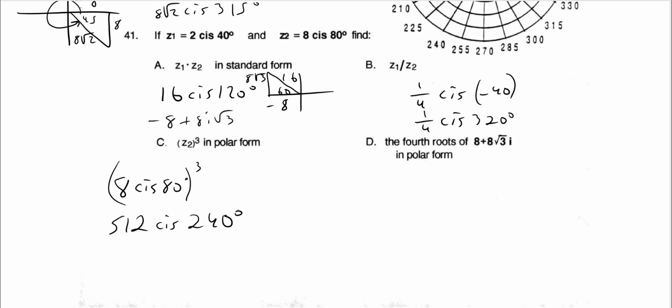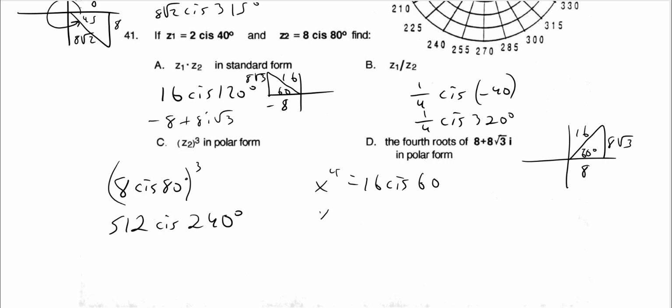The fourth roots of that means you're going to find 4 answers, and put it in polar form. So first thing you do is you're going to draw a triangle. So it's 8, and then 8 root 3, and so this is 16. Across from the 8 root 3 is 60 degrees. So in polar form it's 16 cis 60 degrees, and that's x to the 4th equals that.